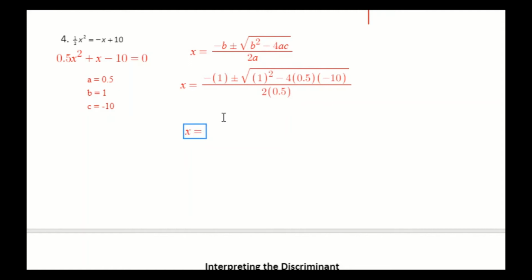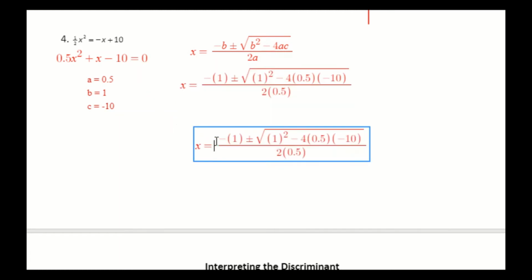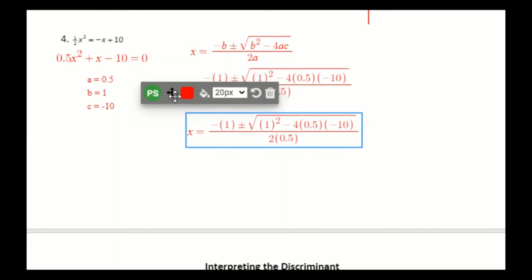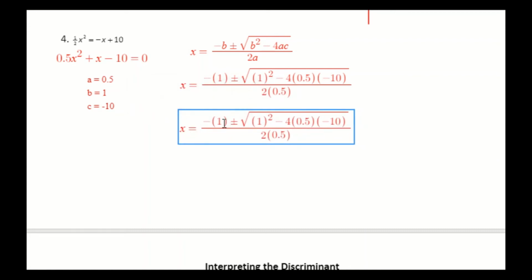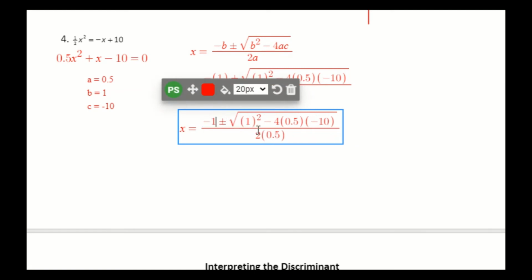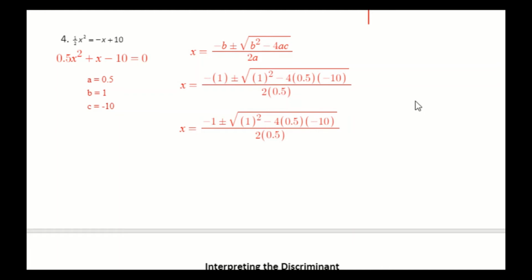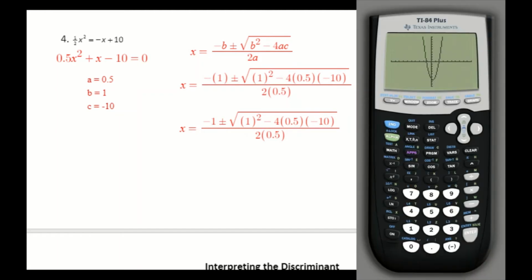We got x equals, now, let me copy all this so I don't have to retype all that. So negative 1 is just negative 1. I think this is the first one where we didn't have a negative b value? I think it may be. Time to bring our friend the calculator back. We need 1 squared minus 4 times 0.5 times negative 10.